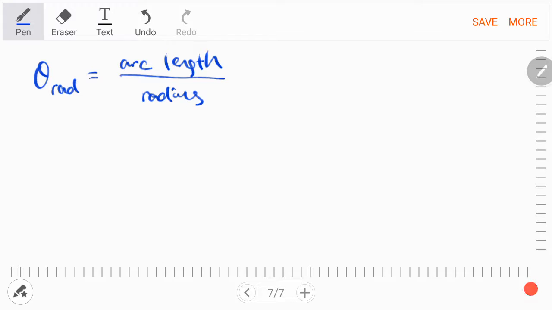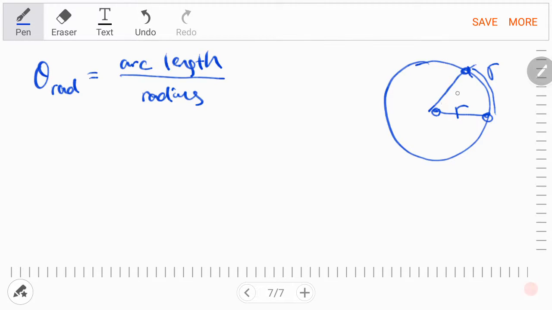Okay. Cool. So what you see on the screen right now, the angle theta in radians, is equal to the arc length over the radius. In the previous video, we talked about how if I have a circle and I start from here, let's say this is r, and I walk a distance of r, the angle that I make here is going to be 1 radian. We already talked about that in the previous video.